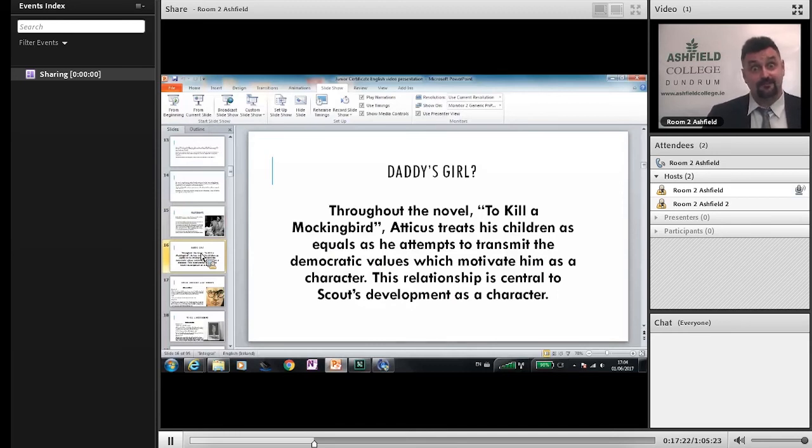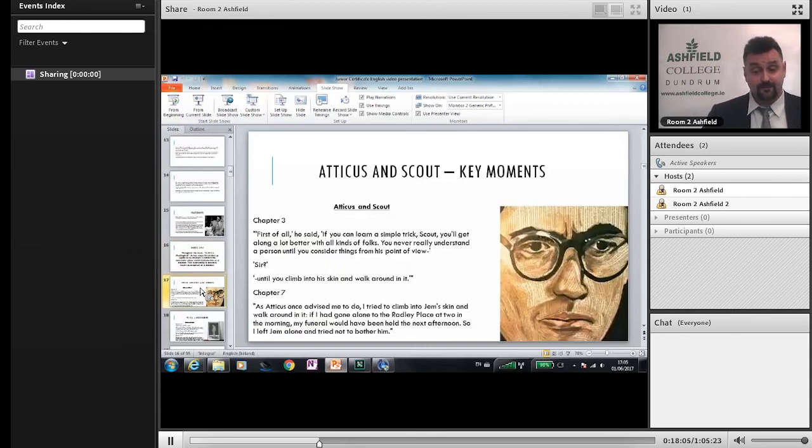Now, when we look at To Kill a Mockingbird, Scout is very much a daddy's girl. She may not want to be, but she can't help herself. Throughout the novel, Atticus treats his children as equals as he attempts to transmit the democratic values which motivate him as a character. And this relationship between father and daughter is central to Scout's development as a character, because her father is not a typical father for the 1930s in a southern state of America. He's very much an open-minded man, a man of integrity, a man who treats his children as intellectual equals and tries to convey his deeply held moral values.